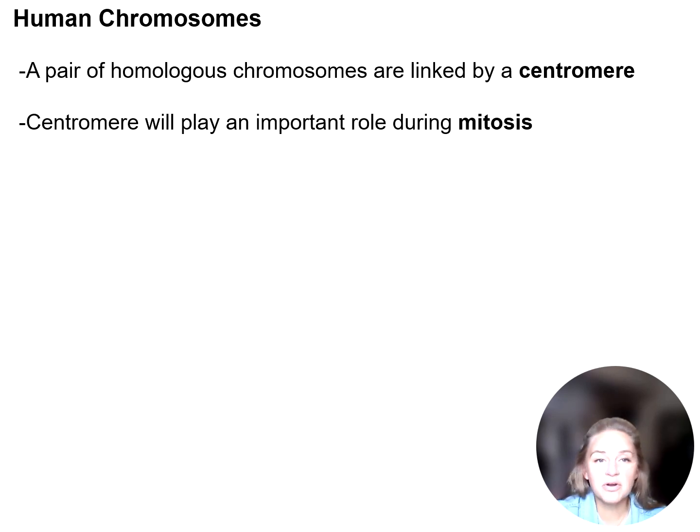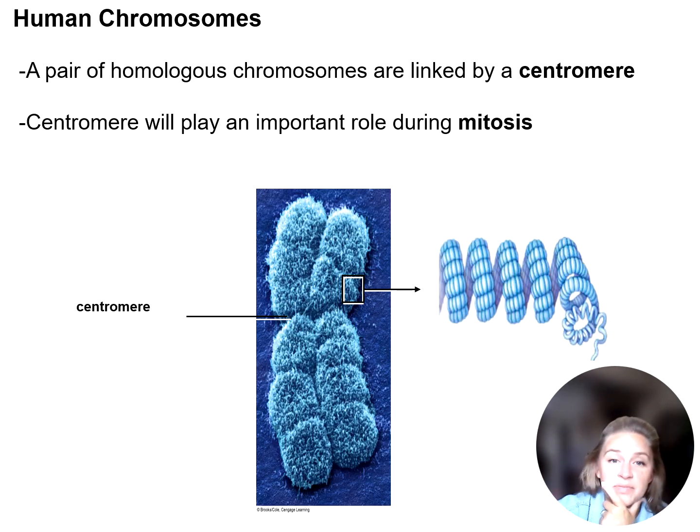Okay, so human chromosomes are linked together by a point in the middle called a centromere. And the centromere is going to be important during mitosis. This is where the 2 sister chromatids are being held together. So this is a chromosome here. This is a homologous chromosome with 2 sister chromatids. And then this part in the middle right here would be called a centromere.